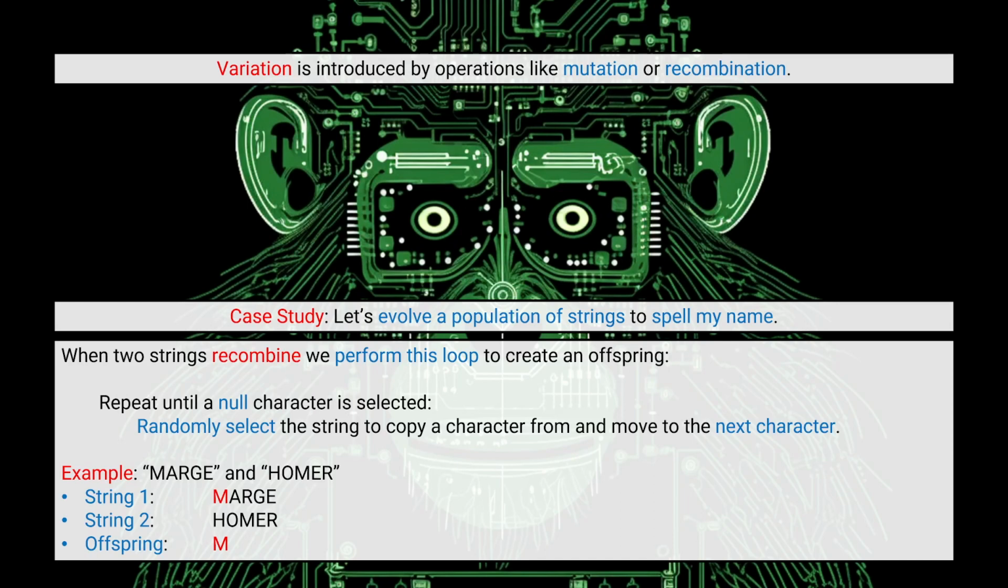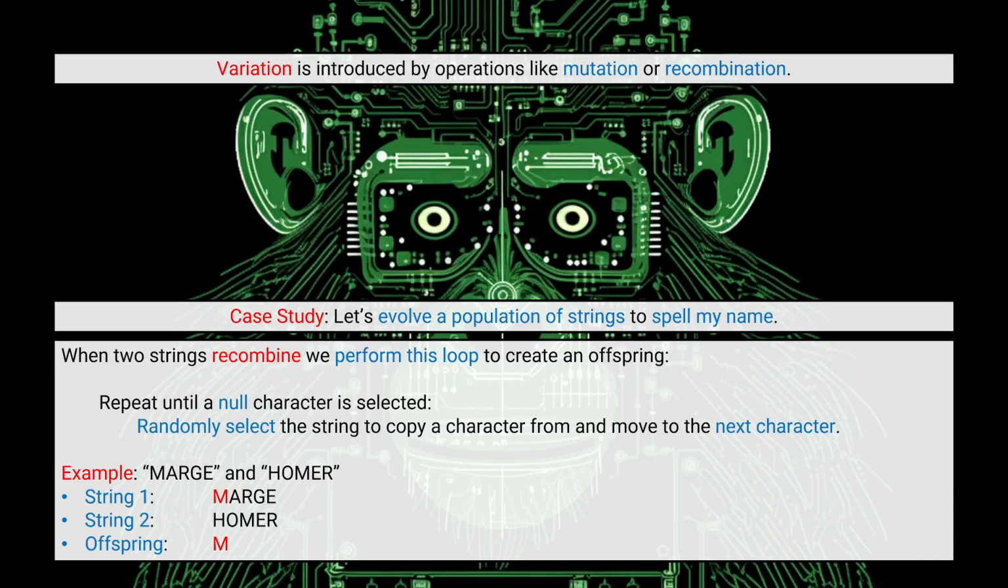I've got a little pseudocode here of what we're going to do. We're going to repeat until a null character is selected. So as long as you keep selecting characters, you keep going. But if you ever select one that doesn't exist, you just stop. So what are we going to do? We're just going to randomly select the string to copy from, either the mother or the father, string 1 or string 2. And we're just going to copy that character and then move over to the next character.